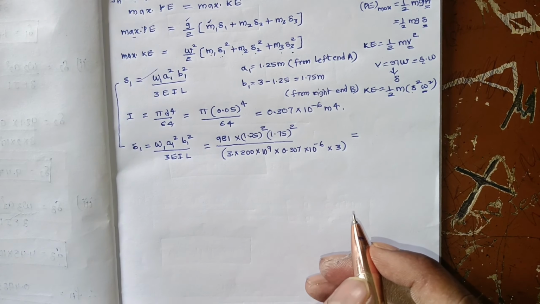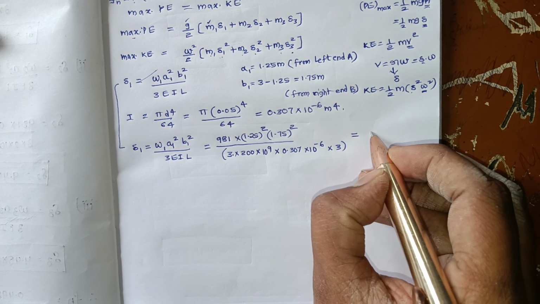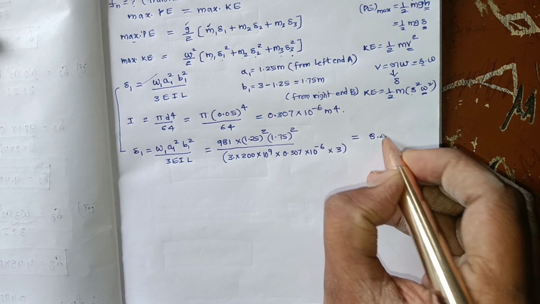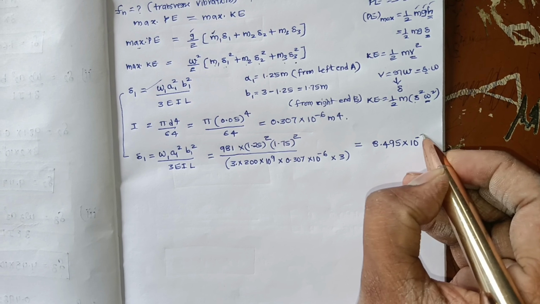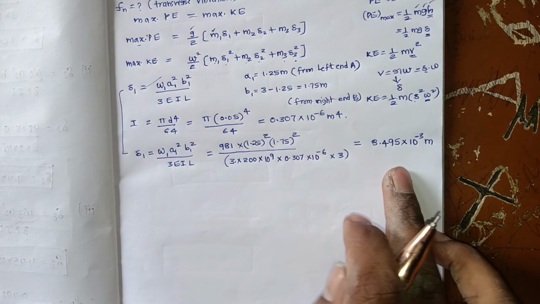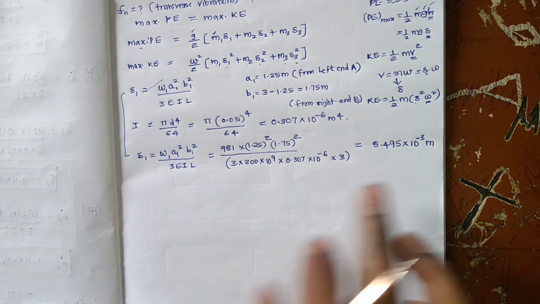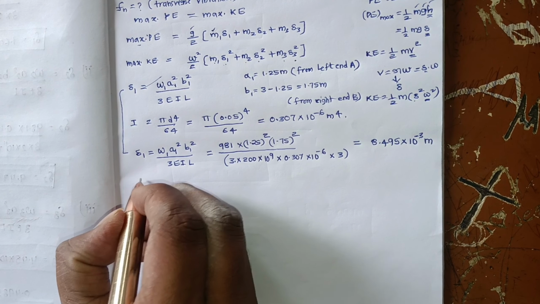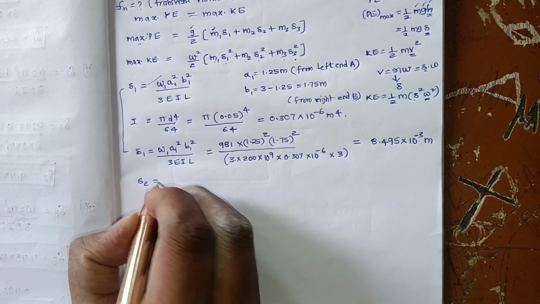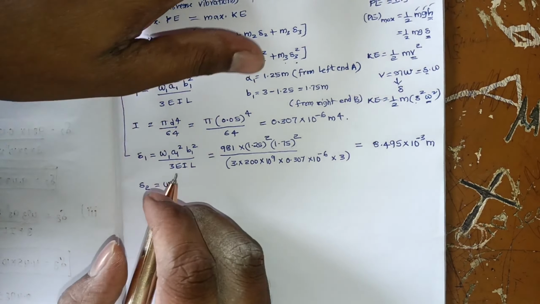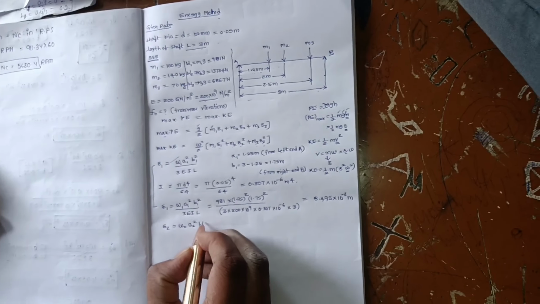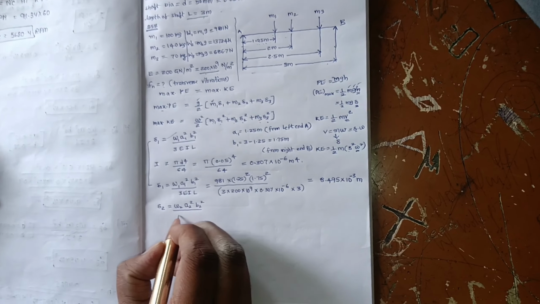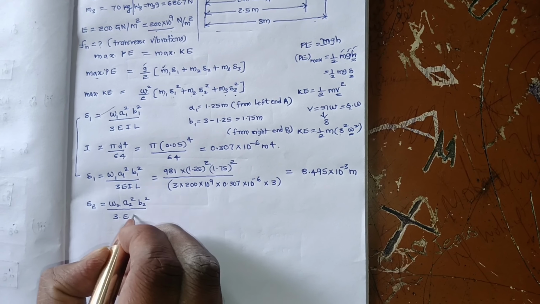Okay, so finally you will get the L as 8.495 × 10^-3 meters. This is the delta 1 value. Similarly, you have to find out delta 2, that is W2 per mass M2, W2 A2 squared B2 squared by 3EI.